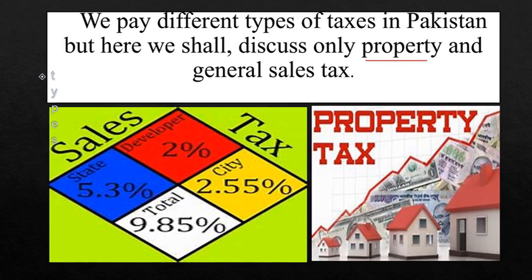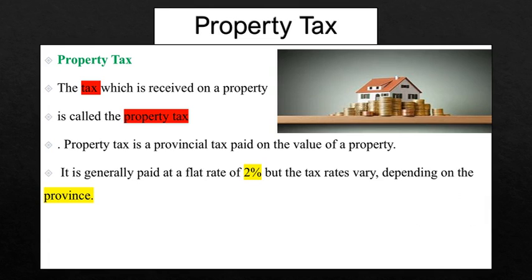tax and general sales tax. Property tax. What is the meaning of property tax? The tax which is received on a property is called the property tax. Property tax is a provincial tax paid on the value of a property. It is generally paid at a flat rate of 2%, but the tax rates vary depending on the province.